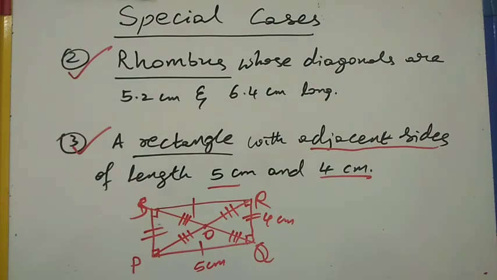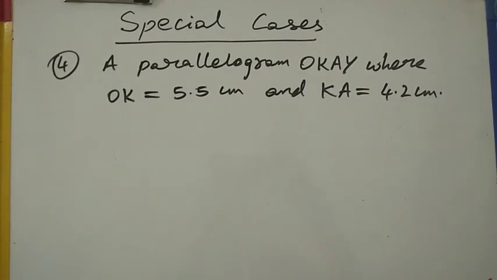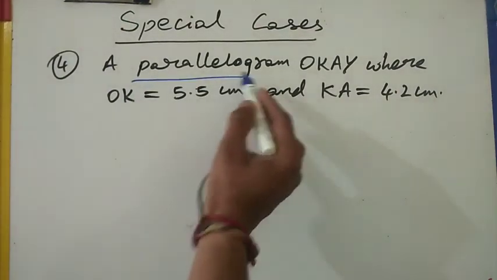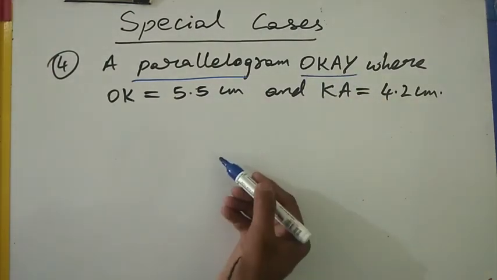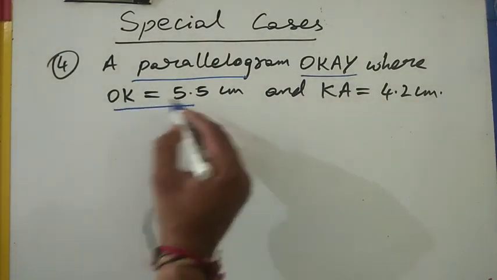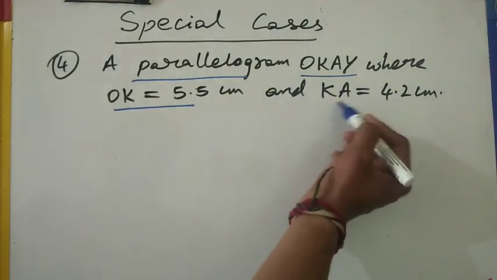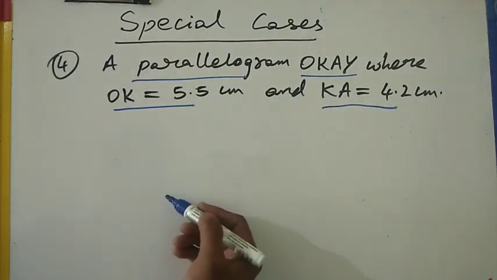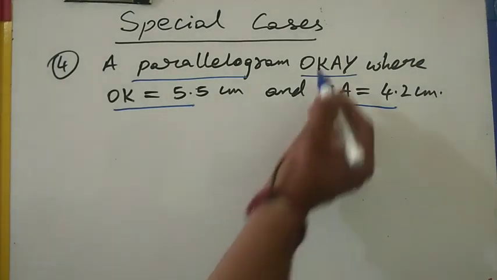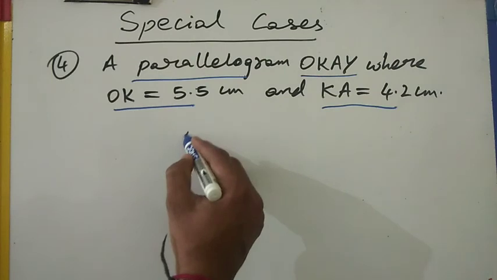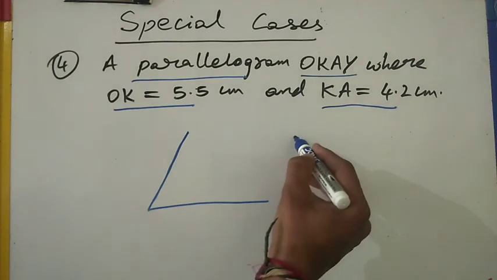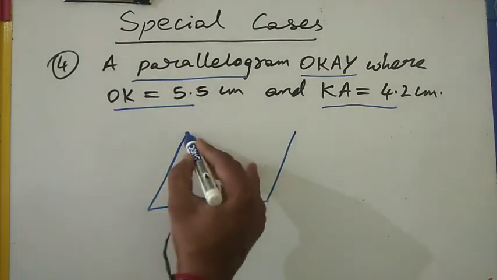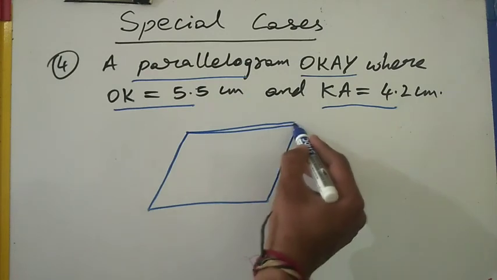Let me explain that. Another special type of quadrilateral is the parallelogram. Children, here in this parallelogram, as they said, we are given one side OK, another side KA. That means they are adjacent sides as per the letter order. In a parallelogram, if I am given two adjacent sides, then how to construct it? This is another important question.